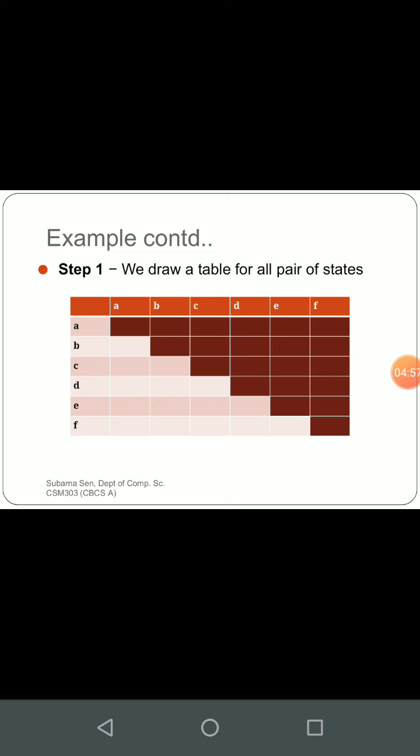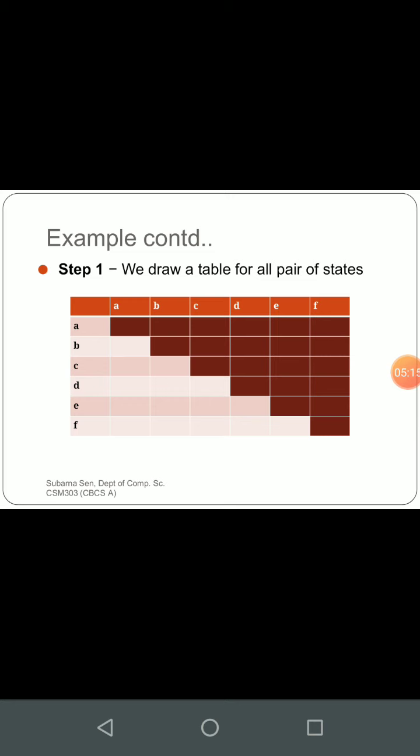Means we will mark those pairs. So we have to keep in our mind that non-final states were, in our example, A, B, F, and final states were C, D, E. Fine. So let us guess where to mark.